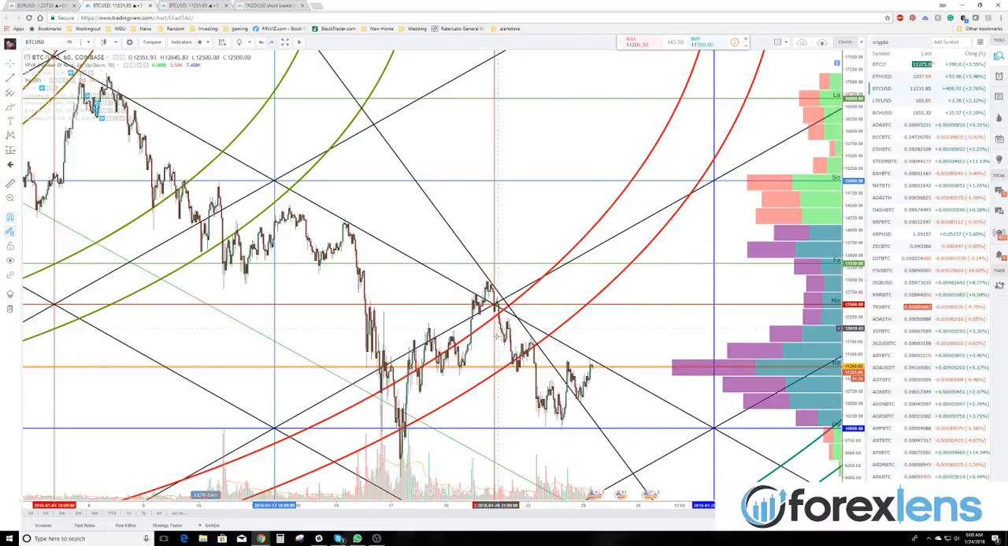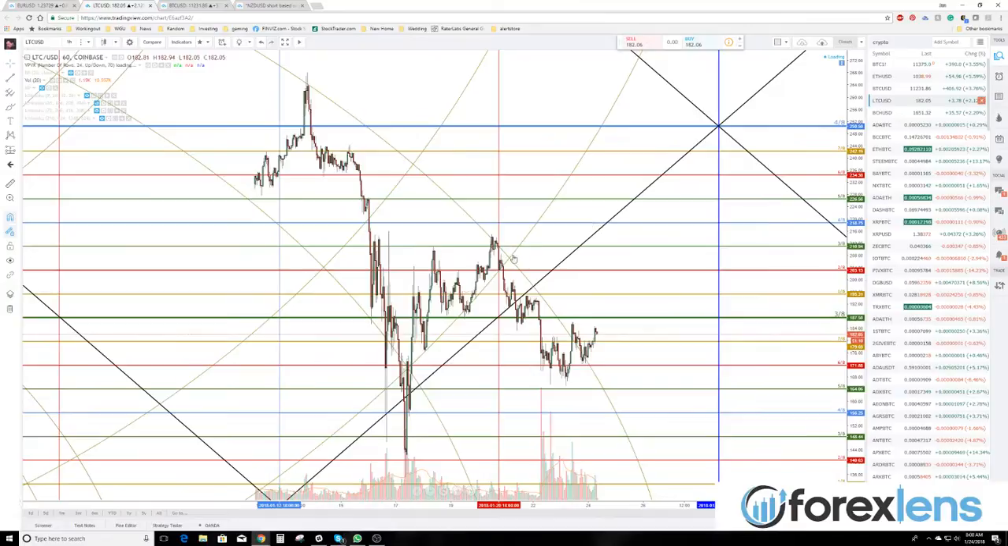So be careful. But I mean, we are testing this level. The frequency of the test is getting bigger. This trend line right here, we actually did break up and we're still above. So that is good.